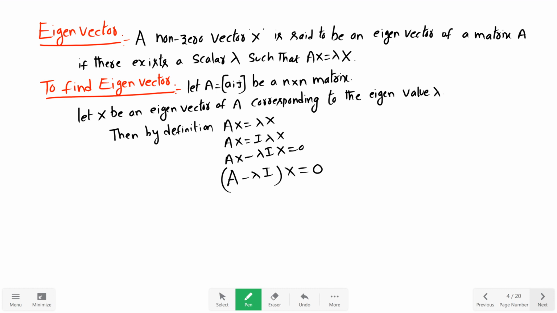Next is the procedure to find eigenvectors. Let A equal to a_ij be an n by n matrix. Let X be an eigenvector of A corresponding to the eigenvalue lambda. By the definition, AX equals lambda X, so AX equals lambda I X, and AX minus lambda I X equals 0. Here X is common, so A minus lambda I times X equals 0. This is the equation to find the eigenvectors.